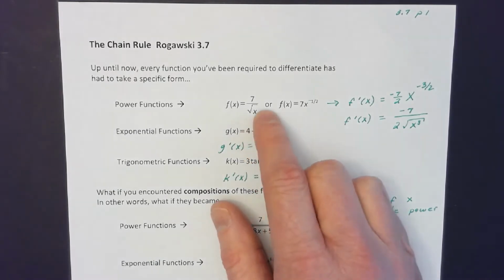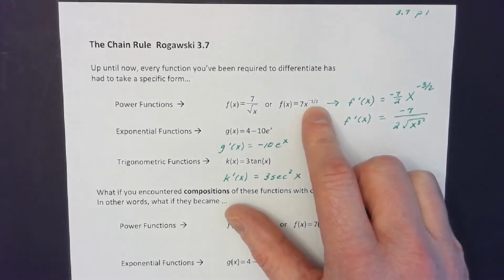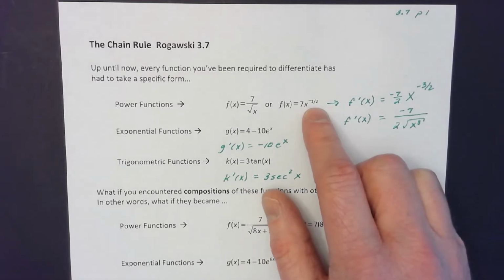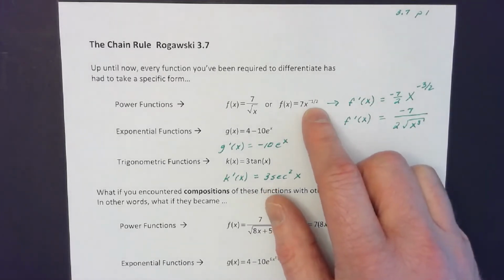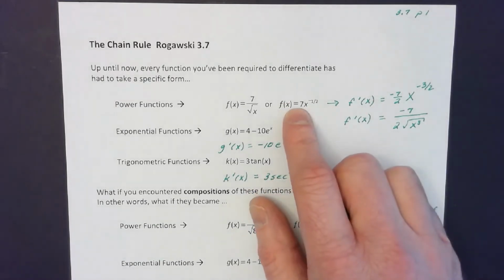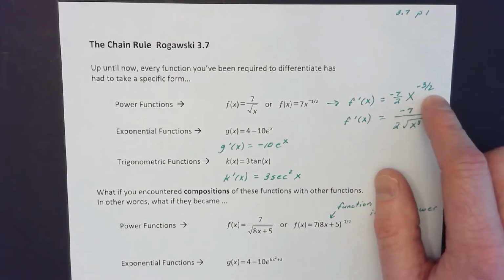Well, we quickly rewrote that as 7x to the negative 1/2 power to make it more efficient to take the derivative. We just say, well, that's just the function to the negative 1/2 power, so we use the power rule. The negative 1/2 comes down, multiplies the 7. I get negative 7 over 2, x to the negative 3 over 2 power.